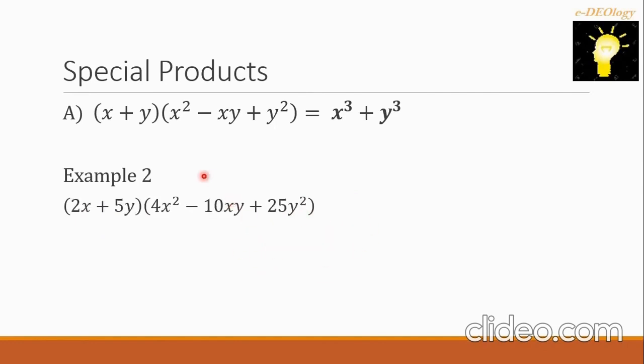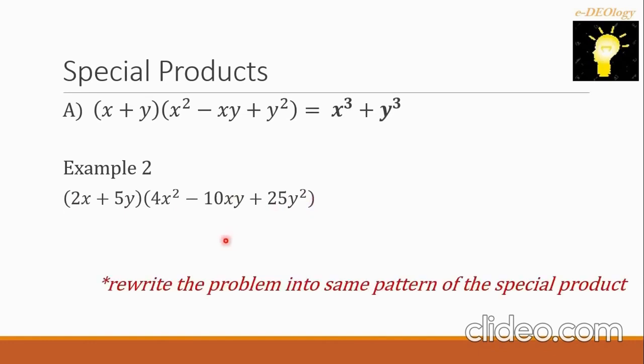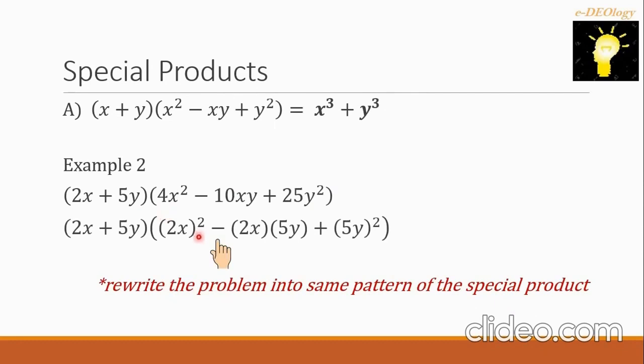Let's have example 2. 2x plus 5y is the binomial, multiplied by the trinomial 4x squared minus 10xy plus 25y squared. We can rewrite the problem into the same pattern of the special product. So the 4x squared, we can rewrite as 2x raised to 2.